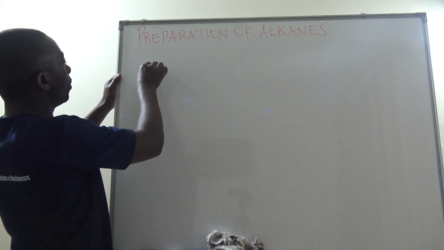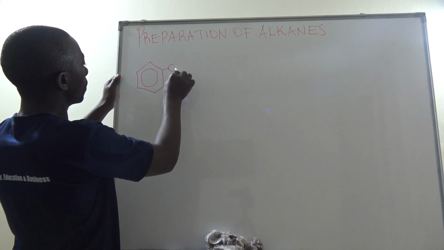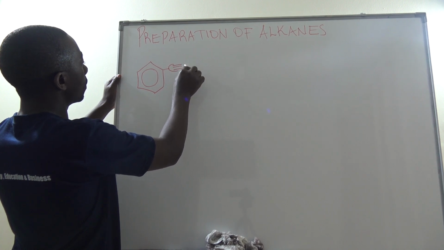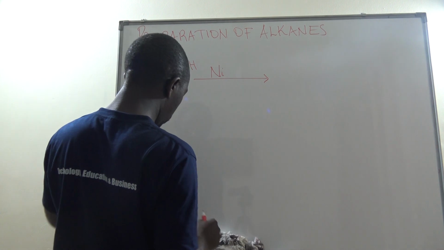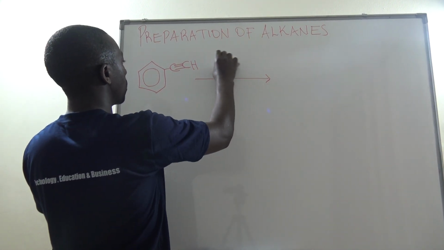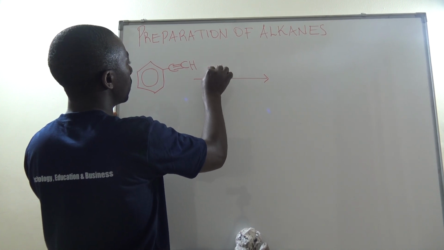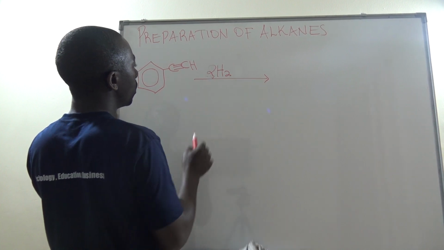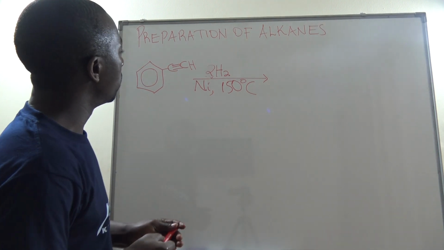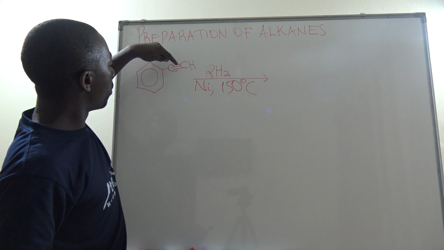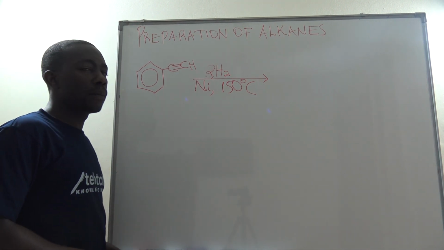Now, take an example of a compound like this. As said, alkynes would need 2 moles of hydrogen, then nickel catalyst at 150 degrees C. They need 2 moles because 1 mole removes 1 bond. 1 mole removes, for example, the lower bond, and another mole removes the upper bond. And by the process, we end up forming a very good alkane.